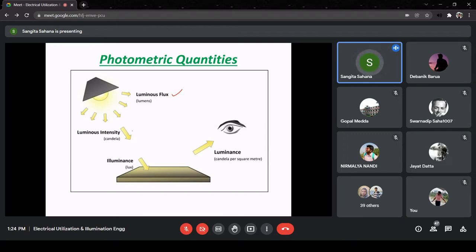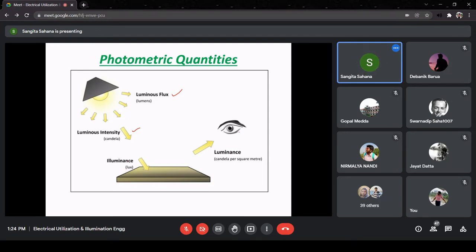Next one is luminous intensity. This is the light coming towards a particular direction per unit solid angle. So when we talk about the light in any particular direction, that is the luminous intensity. Illuminance is completely the received light on the surface. So what is the total light output on this surface? That is the luminous flux falling over the surface per unit area. That is the illuminance. Now what is luminance?